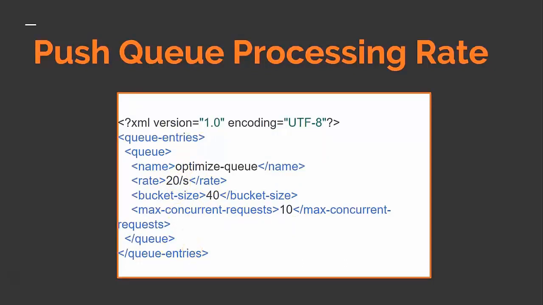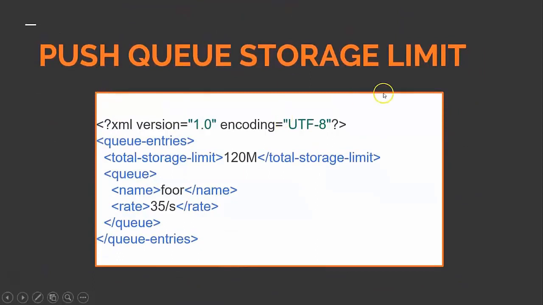We have already defined the rate in our previous screen as well. Here you can see we have also defined the bucket size, and the maximum concurrent requests, so it will be 10 requests. In the same way you can define the storage limit for these queues. Here we have defined the total storage limit, that is 120 MB, which is the total storage limit for this particular queue we have created. You can also define limitations on the amount of storage the tasks can consume over all the queues. You can define it for each queue, or you can define the complete storage for all the queues which you have created.